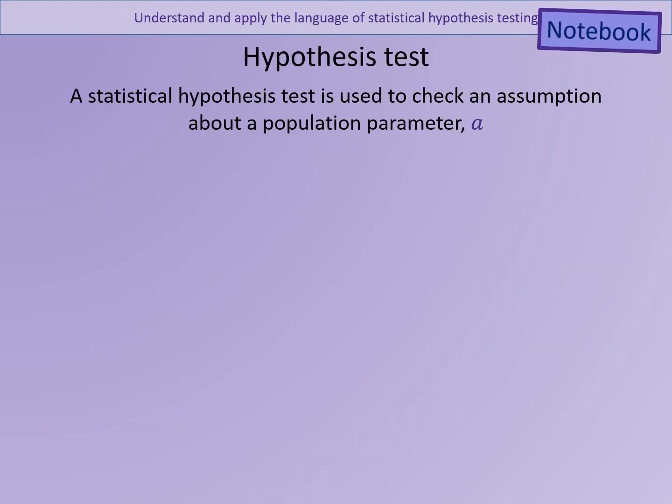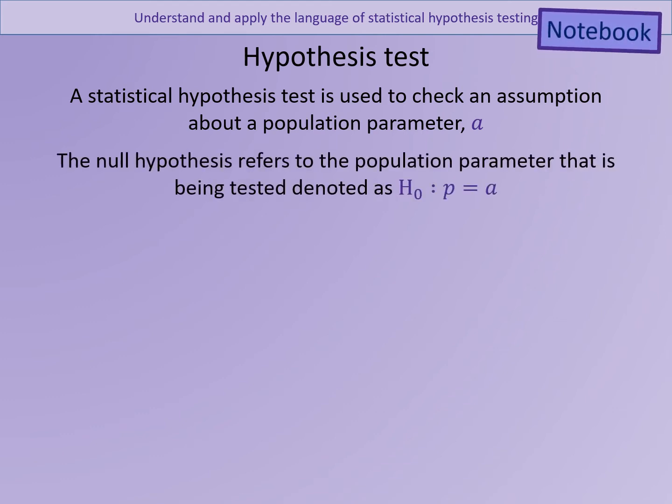Some information about hypothesis testing in general. A statistical hypothesis test is used to check an assumption about a population parameter, which we're going to call A. The null hypothesis refers to the population parameter that is being tested. The null hypothesis is denoted by H0 and is usually written as P equals A, where A is the probability that is currently being assumed.